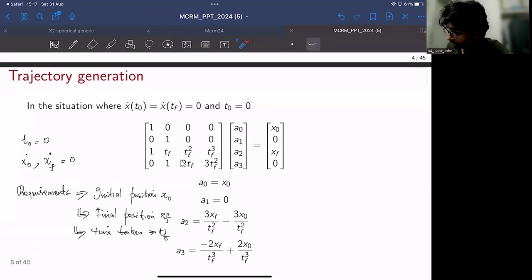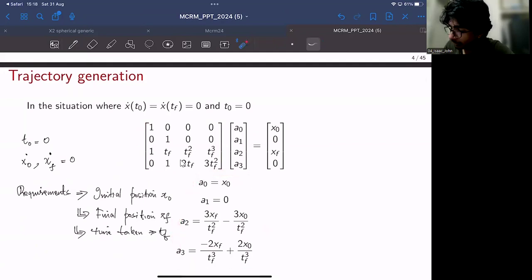So if you plug in these conditions, initial position is x0, that is this first equation. Initial velocity is 0, that is this second equation. Final position is this one, xf, and final velocity is 0. And time required is tf. If you invert this matrix and multiply to this equation, you will get these coefficients. And the coefficients are labeled over here like this.